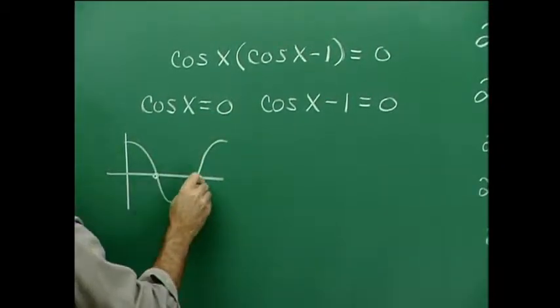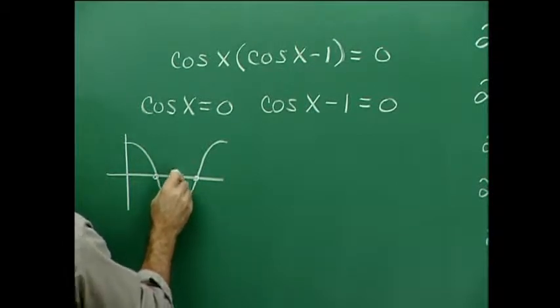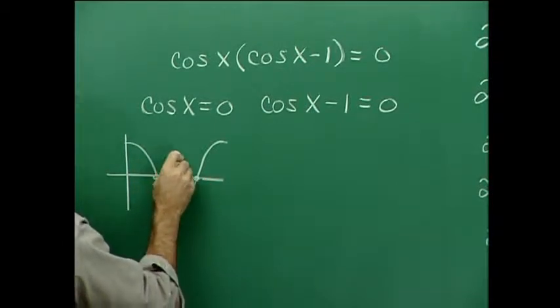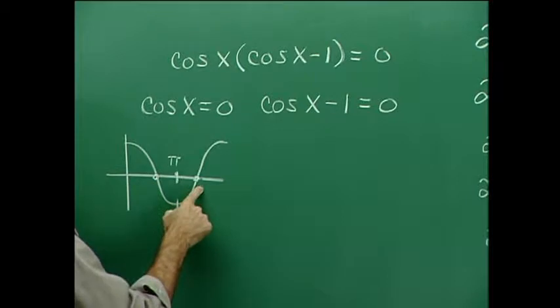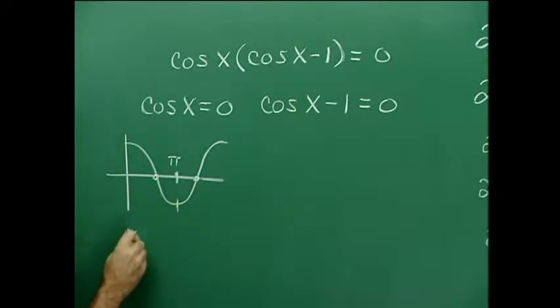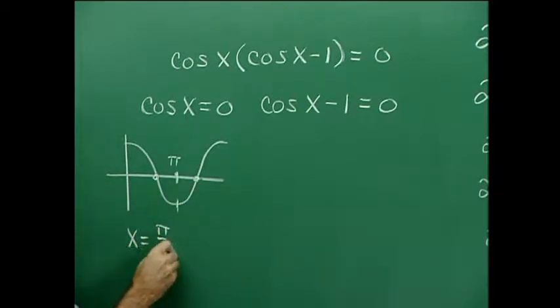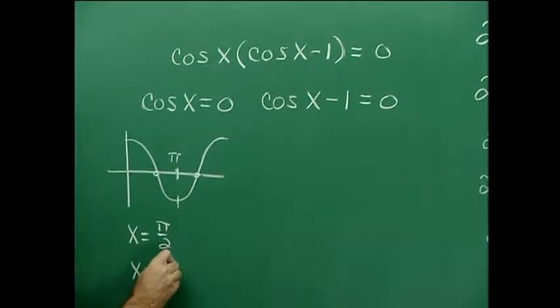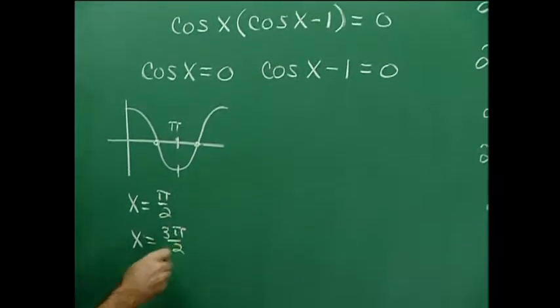Now, cosine of what angle is equal to 0? Well, that would be the angle at these points. Now, we know this to be pi. This is pi over 2. This is 3 pi over 2. So x then needs to be pi over 2, or x is 3 pi over 2.